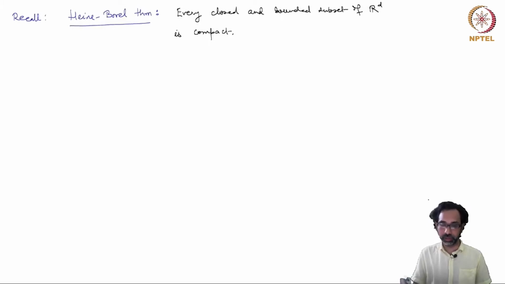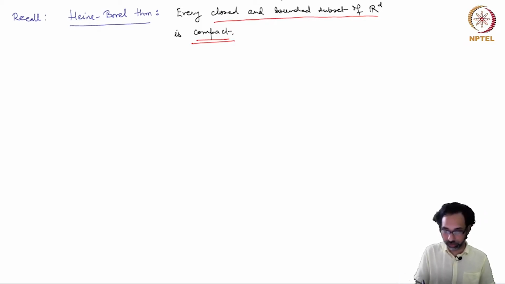To prove this we need the following fact from topology, which is called the Heine-Borel theorem. So we recall it here. It says that every closed and bounded subset of R^d is compact. Compact meaning that every open cover has a finite subcover, by definition. This result is a deep converse to the fact that every compact set in R^d must be closed and bounded. So this is a converse saying that every closed and bounded subset is also compact. So we would need this fact.